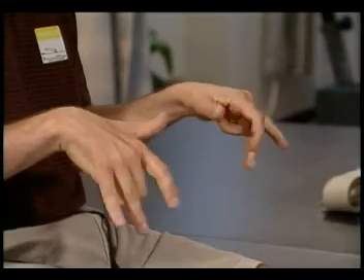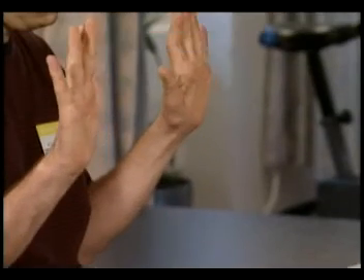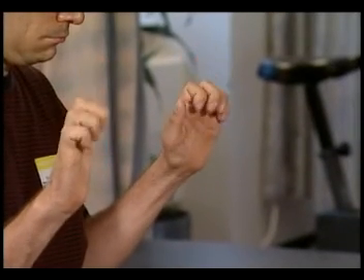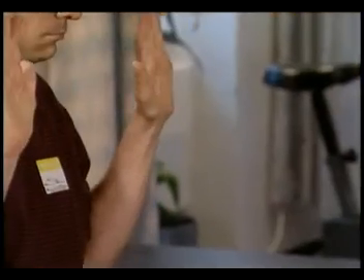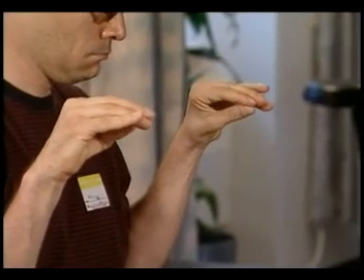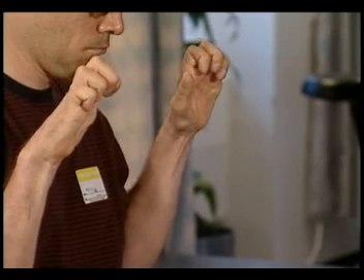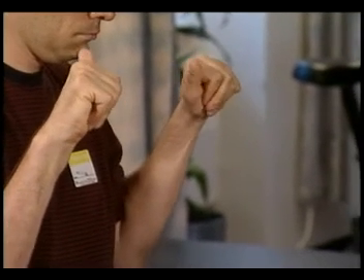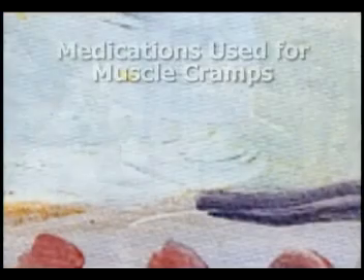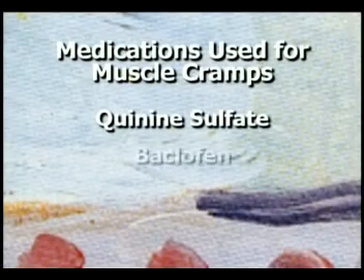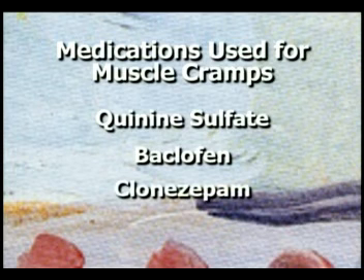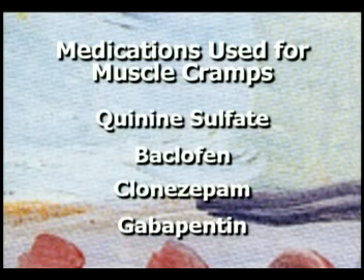Muscle cramps are contractions of one or more weakened muscles due to a sudden overactivity of motor nerves. Cramps can be mild and intermittent or be prolonged and cause severe pain. Muscle stretching exercises and staying well hydrated can help reduce the frequency of muscle cramps. There are also medications and other compounds that can be effective. These include quinine sulfate, baclofen, clonazepam, and gabapentin.